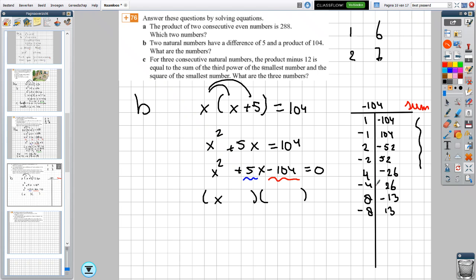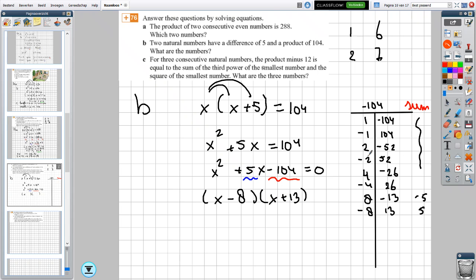Here I already see, hey, the difference is going to be 22, the sum. Here I find minus 5 and 5. And now I'm happy because I want the sum to be 5. So I must use minus 8 and plus 13.